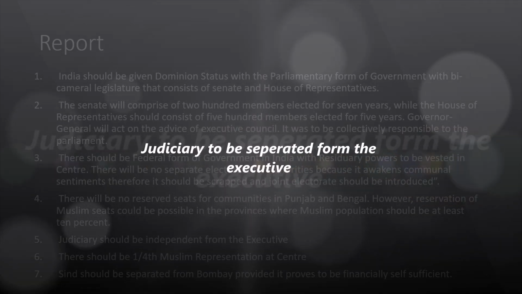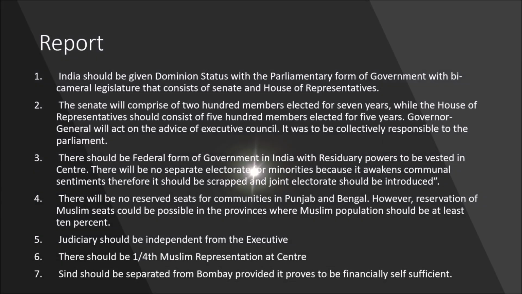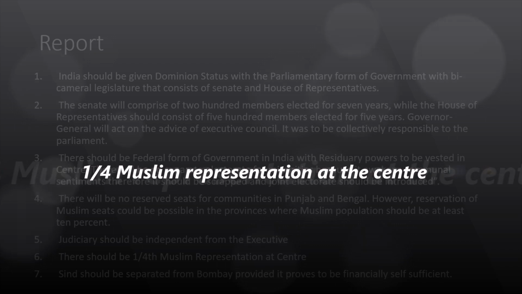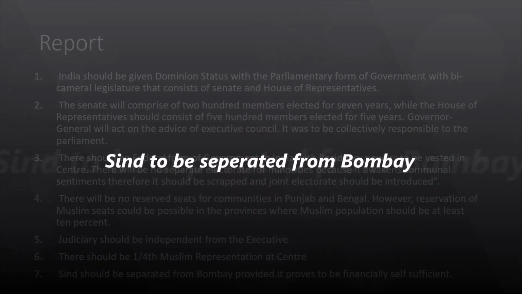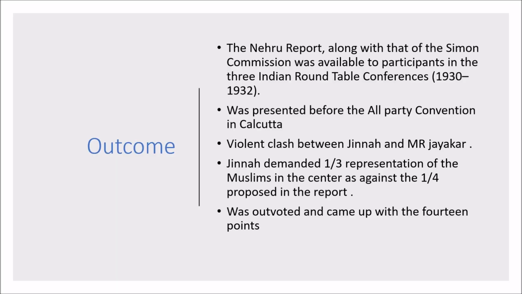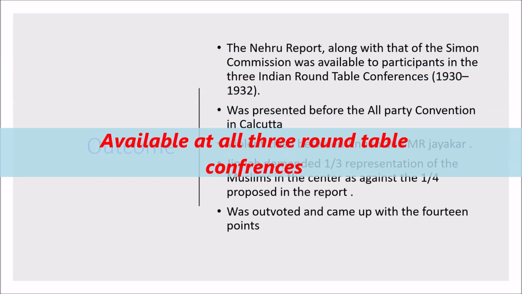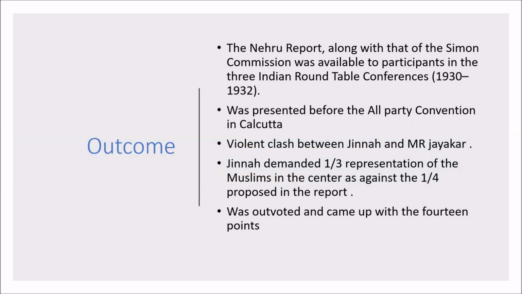Number five was that the judiciary should be independent from the executive. Number six was that there should be one-fourth Muslim representation at the center. And number seven was that Sindh should be separated from Bombay, provided it proves to be financially self-sufficient. This report, along with that of the Simon Commission, was available to the participants in the three Round Table Conferences from 1930 to 1932, and the Government of India Act 1935 owes much to the Simon Commission report and very little to the Nehru Report.